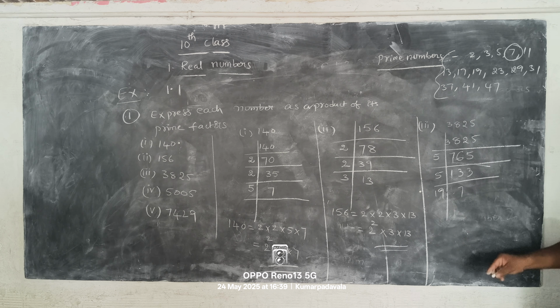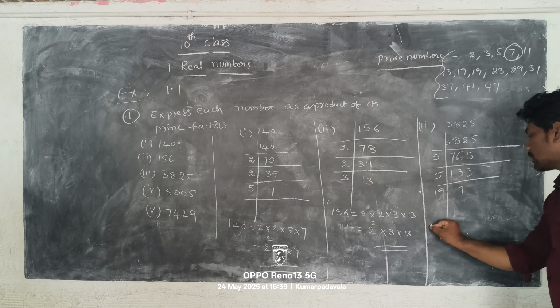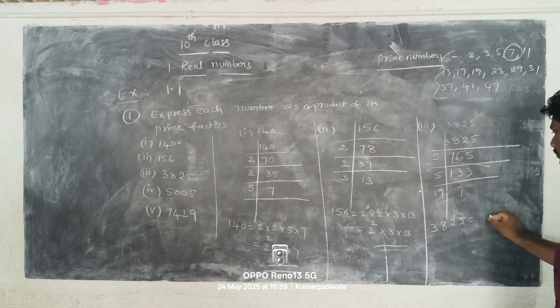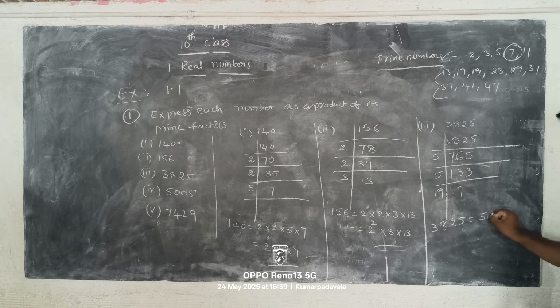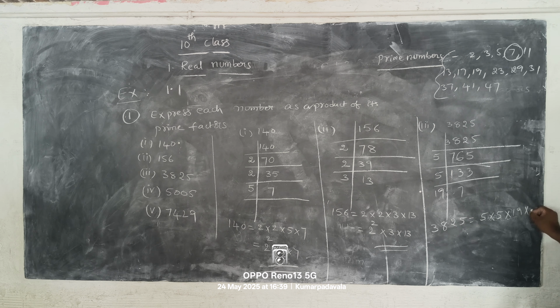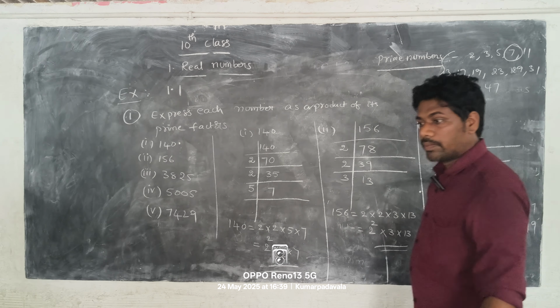This is the prime. So now we can write 3825 is equal to 5 into 5 into 19 into 7. We can write it as 5 into 5, 5 square into, I am writing in ascending order, like this, 7 into 19. This is the product of primes.